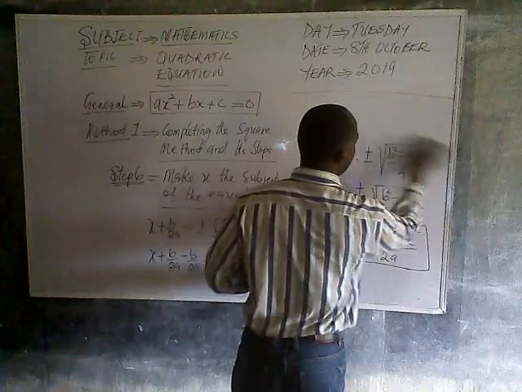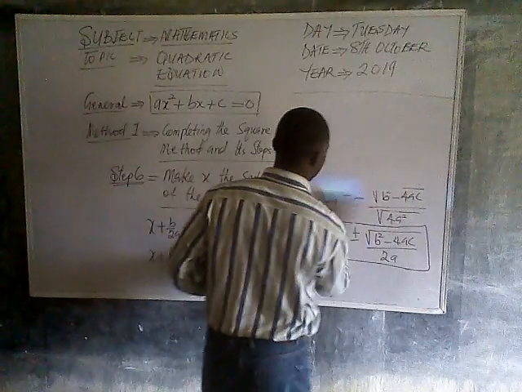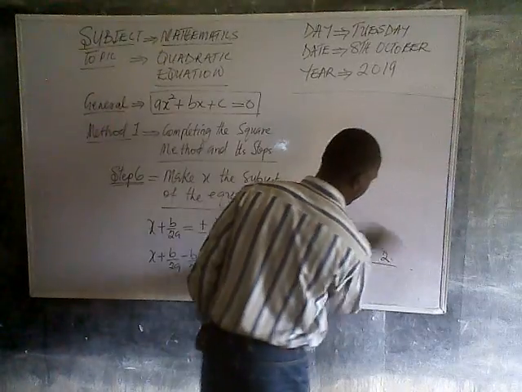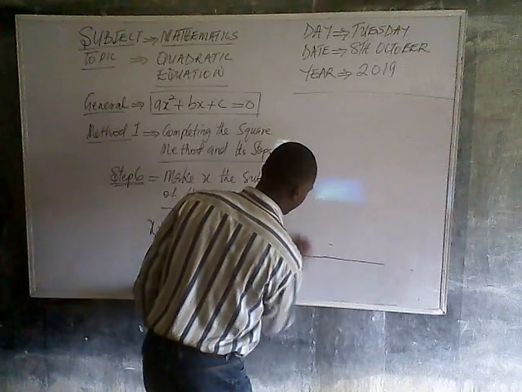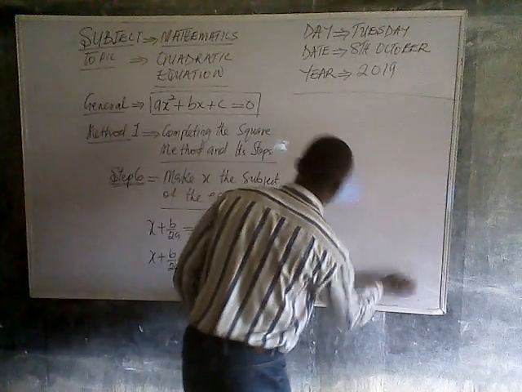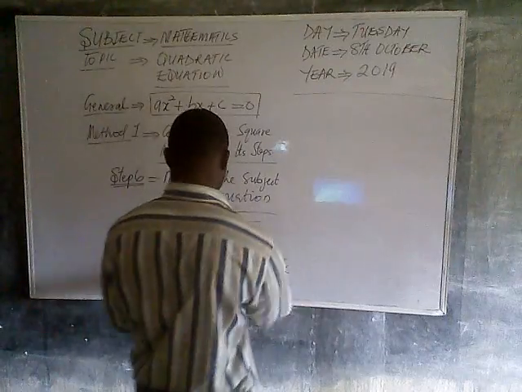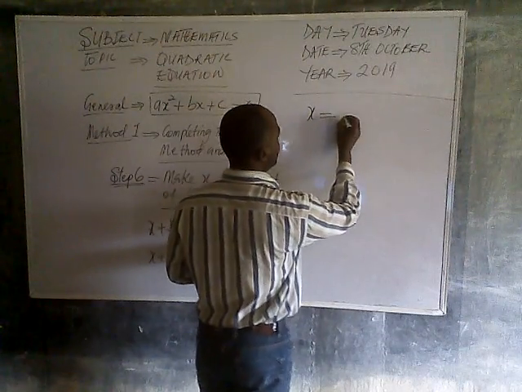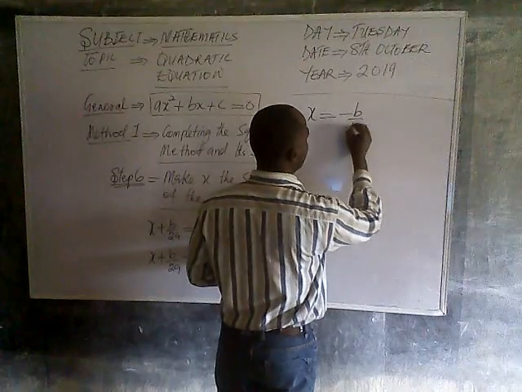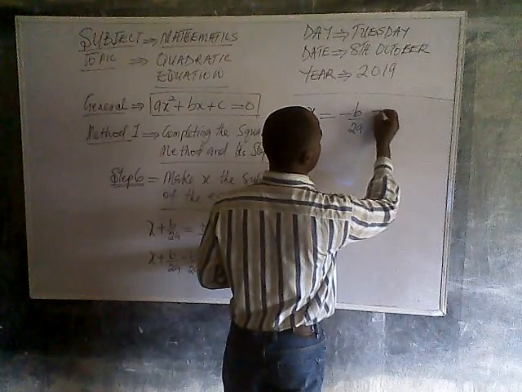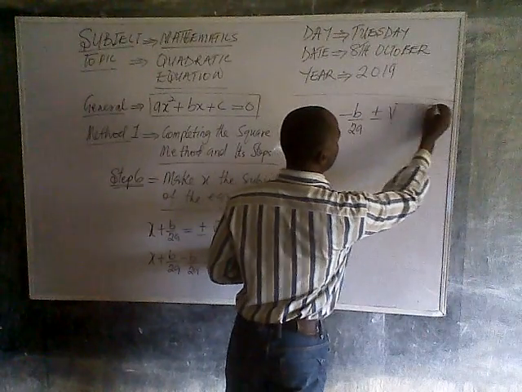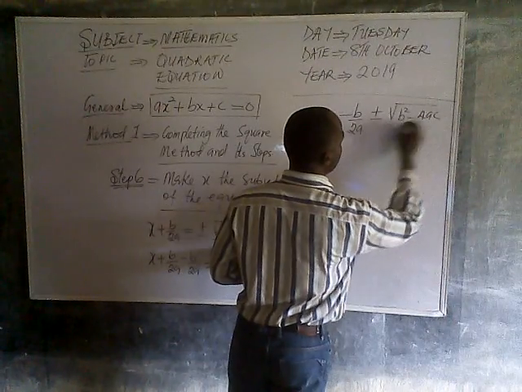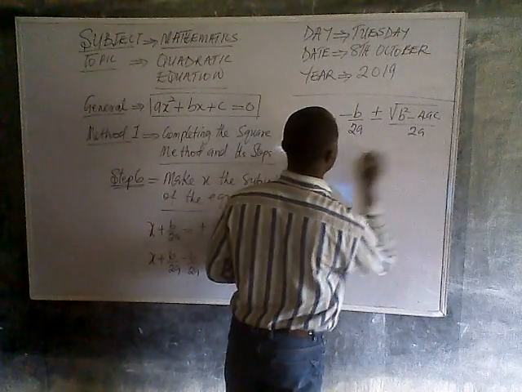Now, what we're going to do is very simple. We have already done the real thing. The remaining one is just to explain the remaining steps. We now have x is equal to minus b over 2a plus or minus root b squared minus 4ac over 2a.